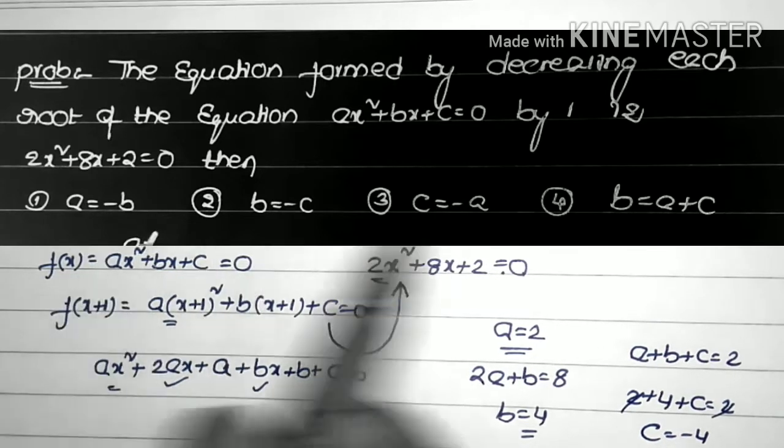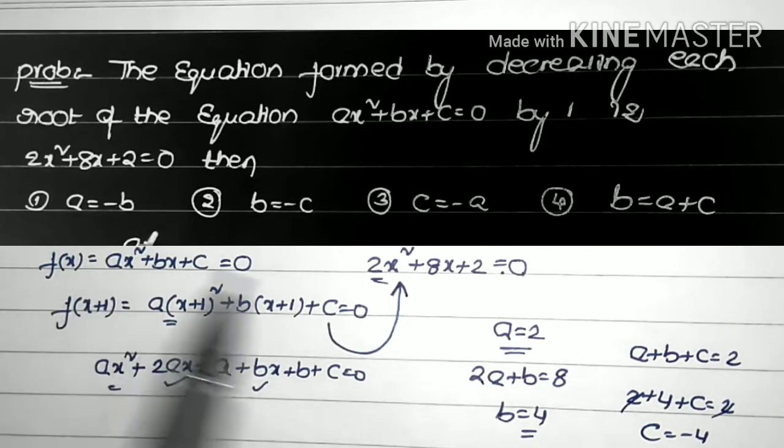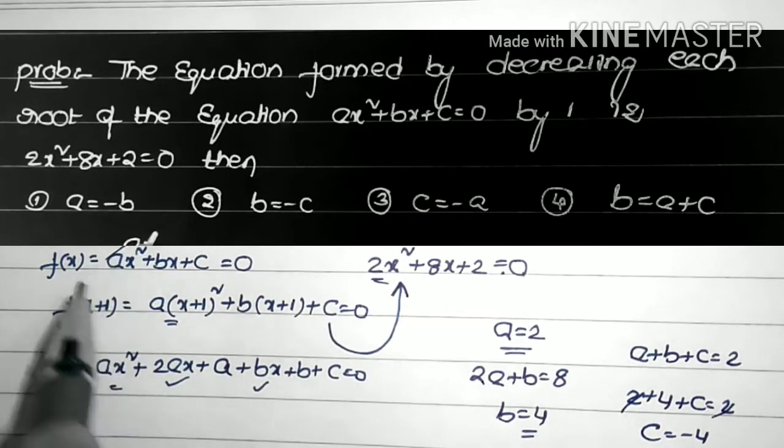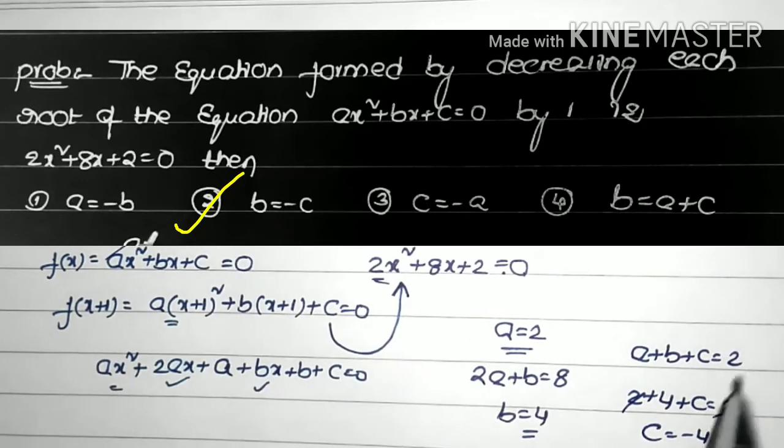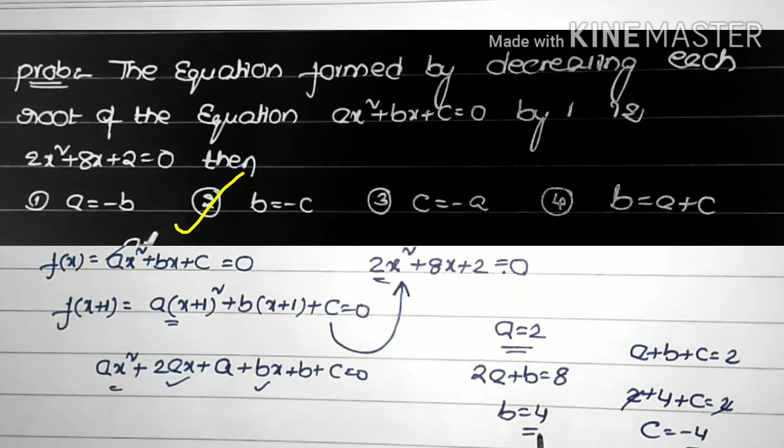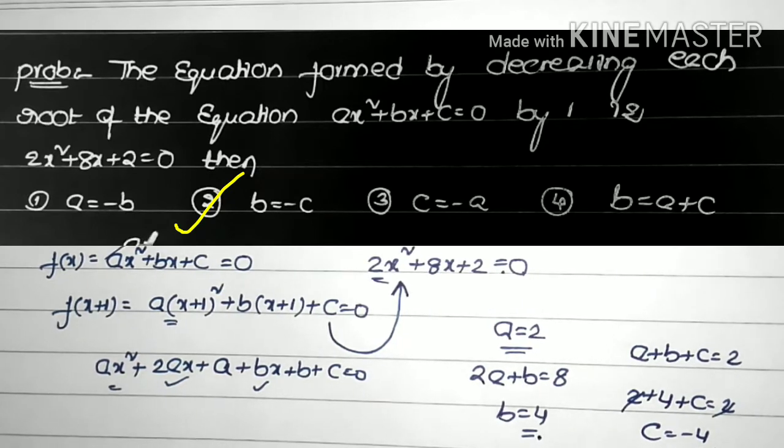Now which of the following is the correct answer? a is equal to minus b, which is not the correct answer. b is equal to minus c, yes, this is the right answer, since b is equal to 4, minus c is equal to 4. That is the second option is the correct answer.